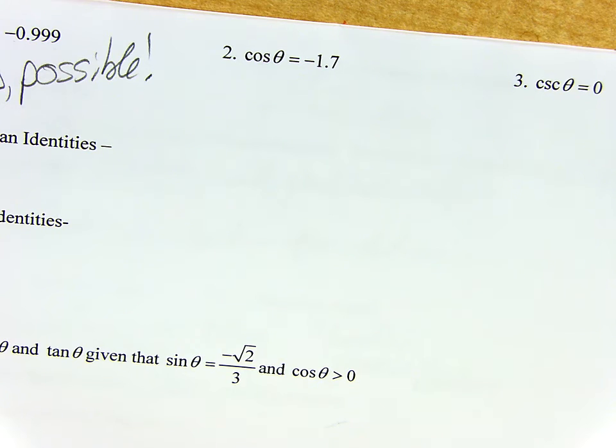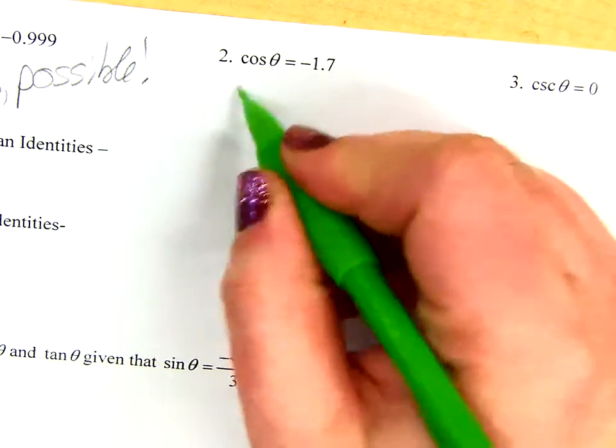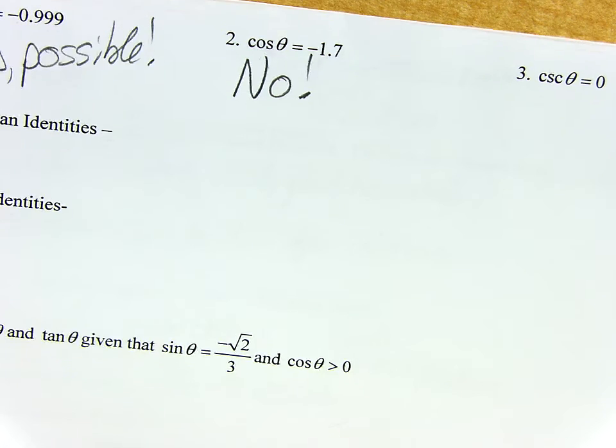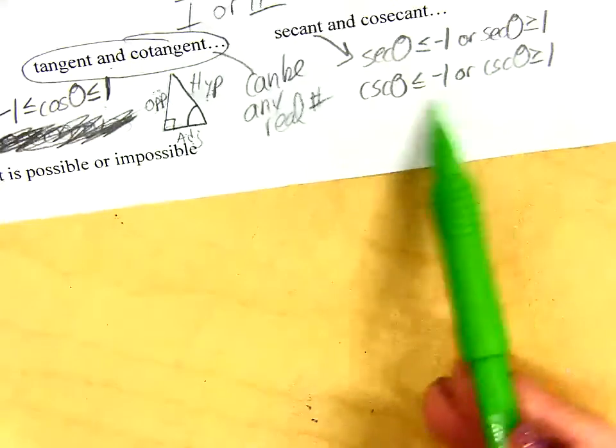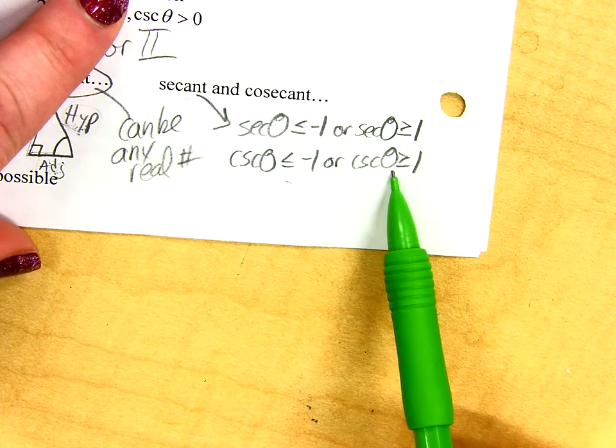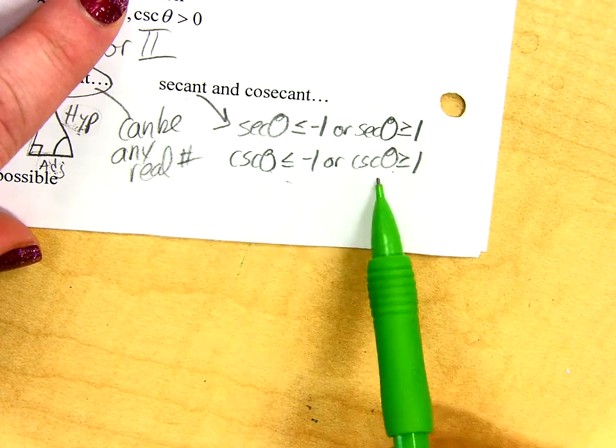How about the next one? Is it possible to have a cosine that's -1.7? No, that is impossible because cosine only goes between -1 and +1. And how about the third one? Can you have cosecant of 0? No, right? Because remember, cosecant has to be less than or equal to -1 or greater than or equal to +1. And 0 does not fit into either of those, so that is an impossible value.